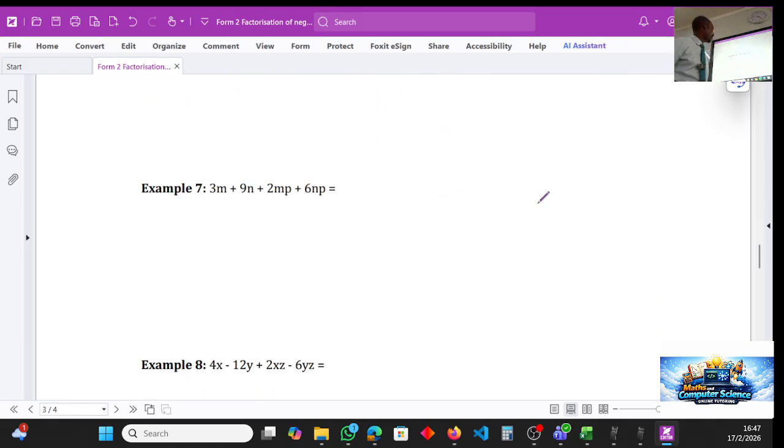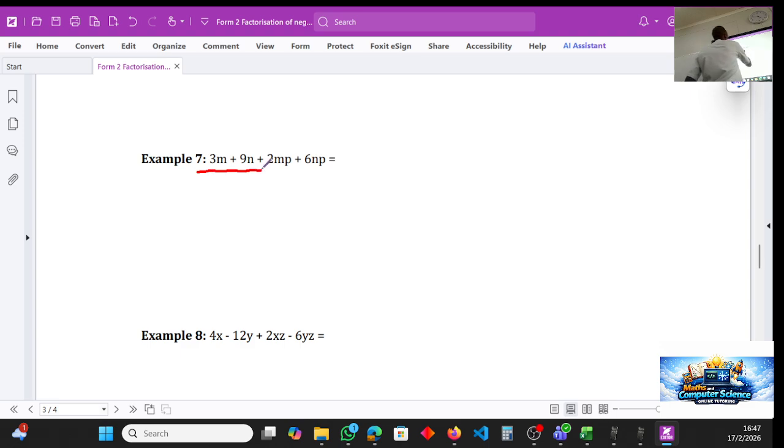Now moving to example 7, still the same concept. I group the first 2. Hence, we'll look at 3m, 9n. The HCF is 3 there. When I divide 3m by 3, it gives me m. There's a plus there. I divide 9n by 3, it gives me 3n. And close the brackets.